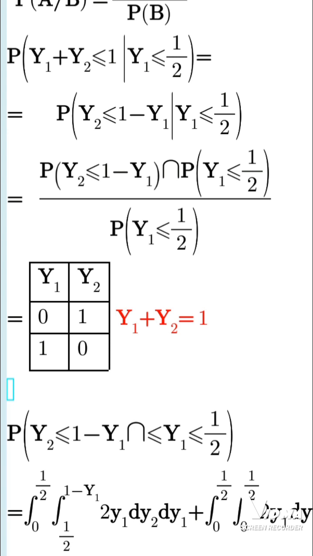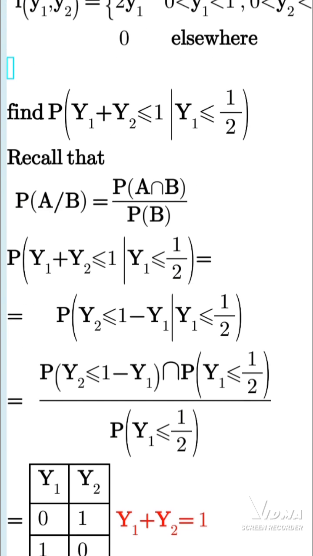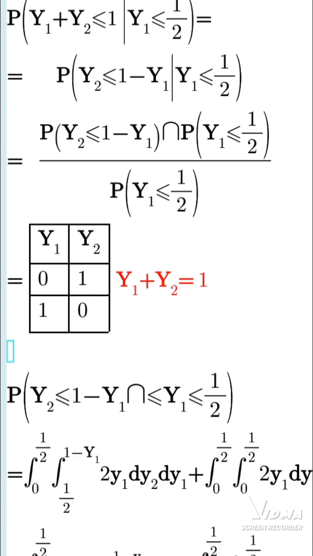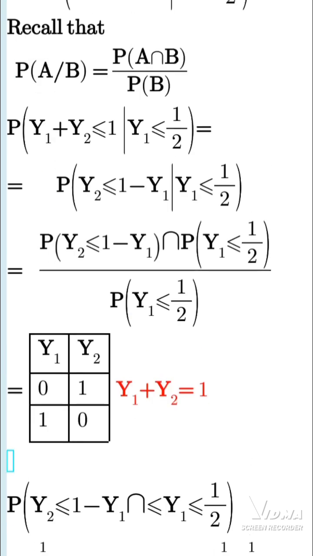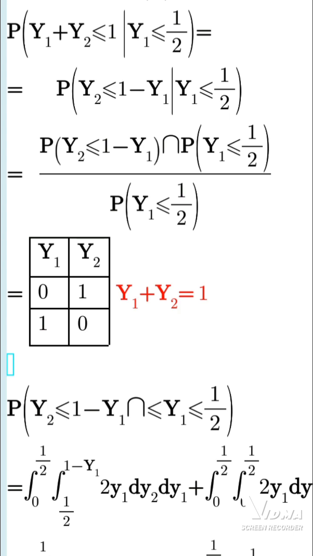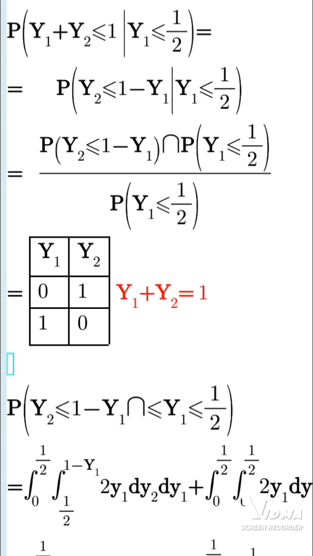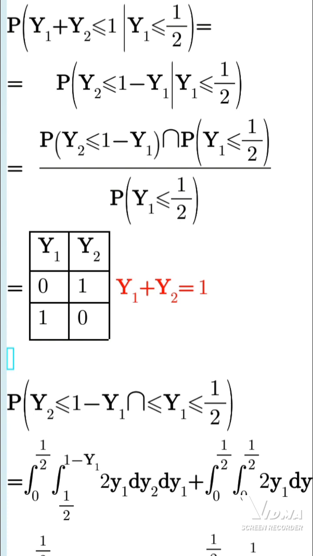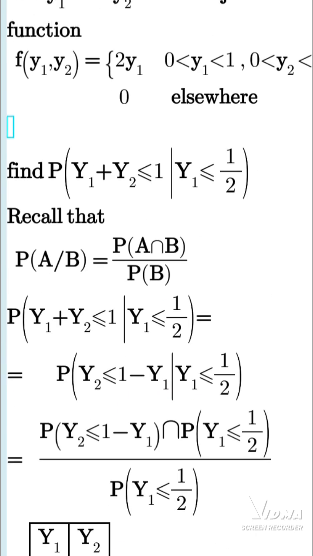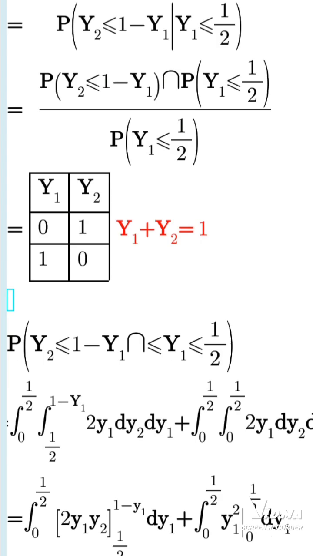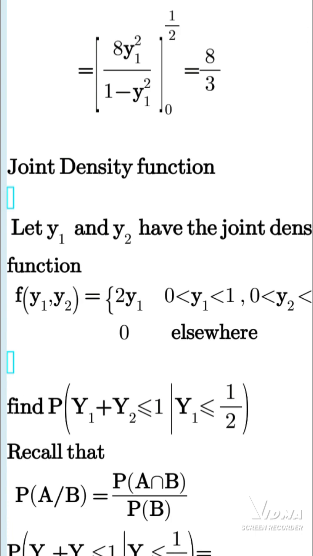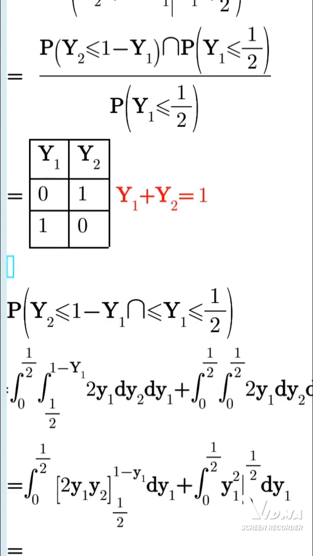So we have our boundary. Coming back to this, our boundary will be from 0 to 1 over 2, from y1 less than 1 over 2. That's for y1. And the other one will be from 1 over 2 to 1 minus y1. You know that is y2 now, because we already said y2 is less than or equal to 1 minus y1. So that will be from 1 over 2 to that. And when we insert our PDF, that's 2y1. So we integrate them respectively, that's dy2 dy1.